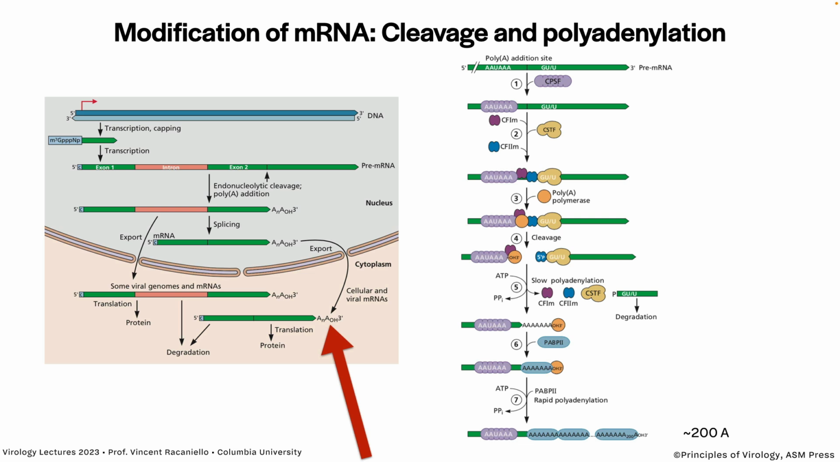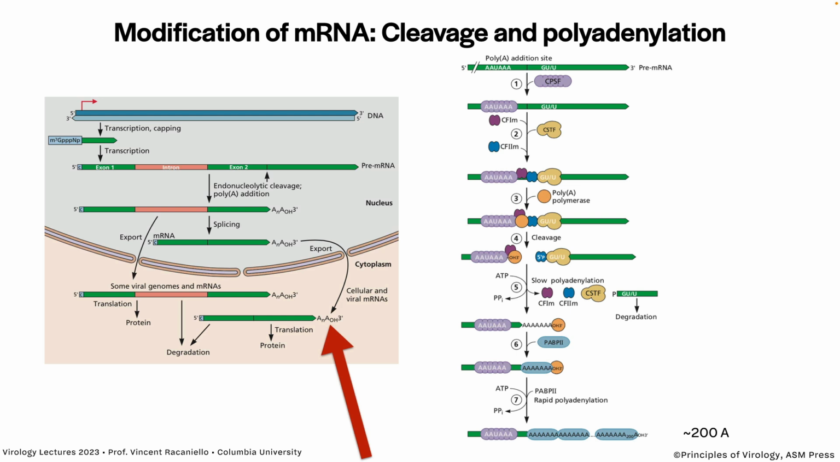So on the top is the pre-mRNA as it's made in the nucleus. The polymerase goes all the way to the end, to a termination site. It actually passes the polyadenylation signal, which is AAUAAA. And then the pre-mRNA needs to be cleaved at that signal by a series of enzymes.